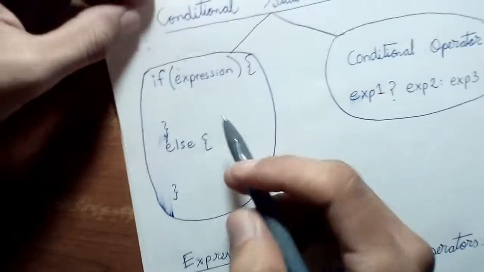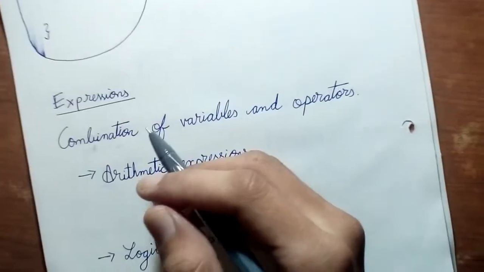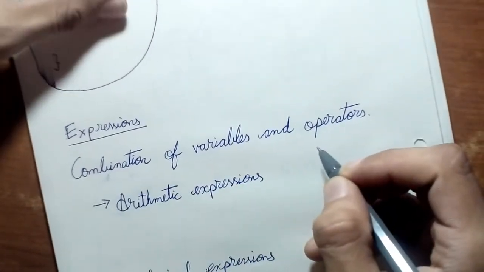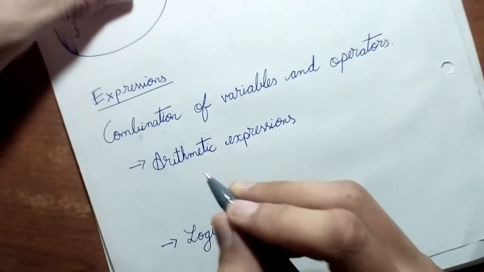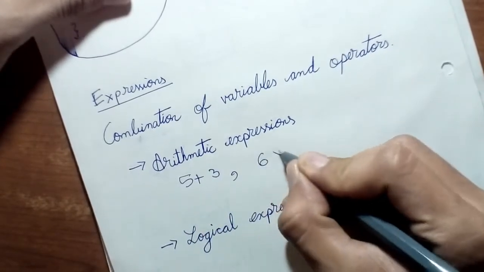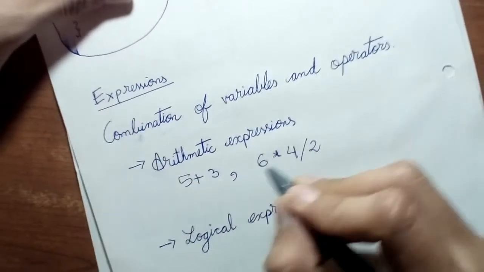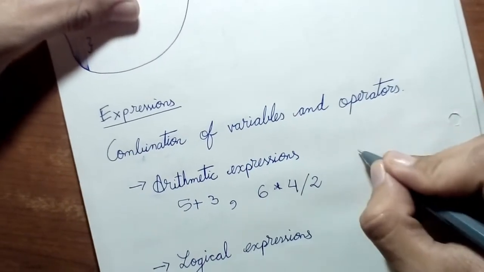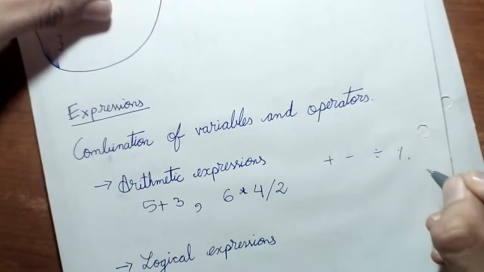Now, before understanding both of these conditional statements, we first need to understand expressions better. So what are expressions? Combinations of variables and operators are expressions. That's it, this is the simple thing. We can divide them into two parts: arithmetic expressions such as 5 plus 3 or 6 into 4 divided by 2. These are all examples of arithmetic expressions. In arithmetic expressions, we use arithmetic operators such as plus, minus, divide, modulus, etc.